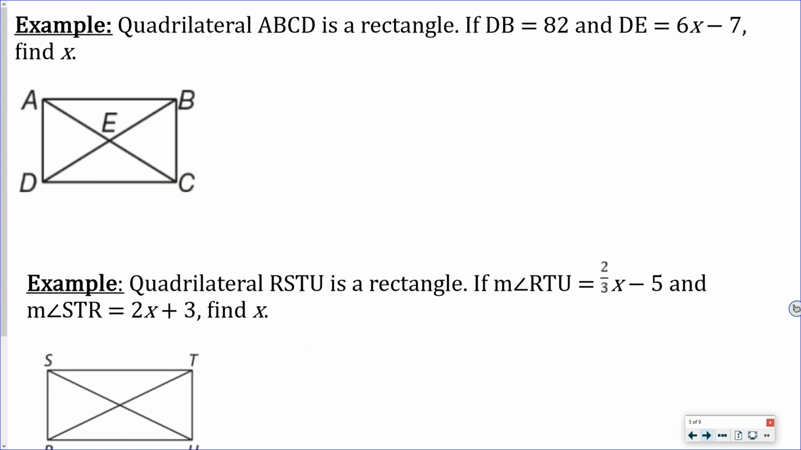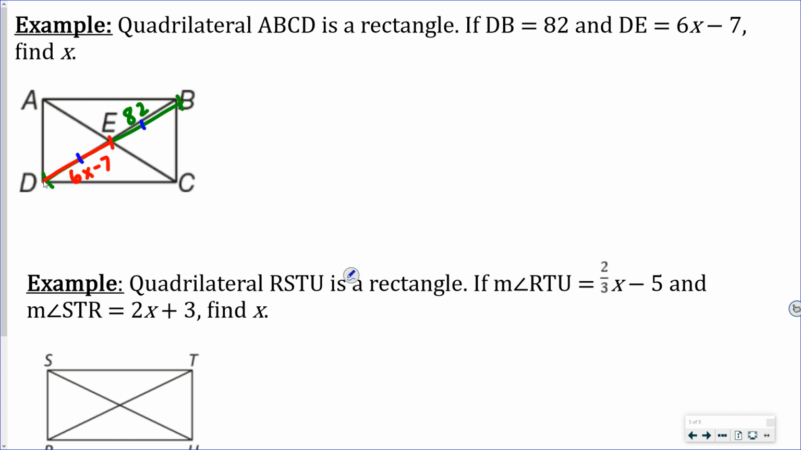Quadrilateral ABCD is a rectangle. If DB is 82, okay, this distance is 82, and DE is 6x minus 7, find x. All right, so we know the diagonals are the same length, but we don't know anything about the diagonal AC. We also know rectangles are parallelograms, so these diagonals still bisect each other. Okay, now careful here. That little EB, that's not 82. The whole segment's 82.